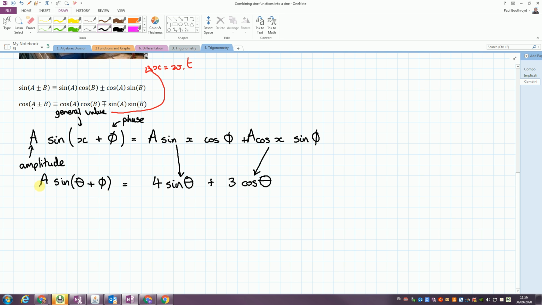So this means that my value of A can be calculated by using A times cos phi. For those two to be the same, this must equal my value of 4. So looking at that piece, A cos phi is my 4. Look at the second part. 3 is A times sine of phi.